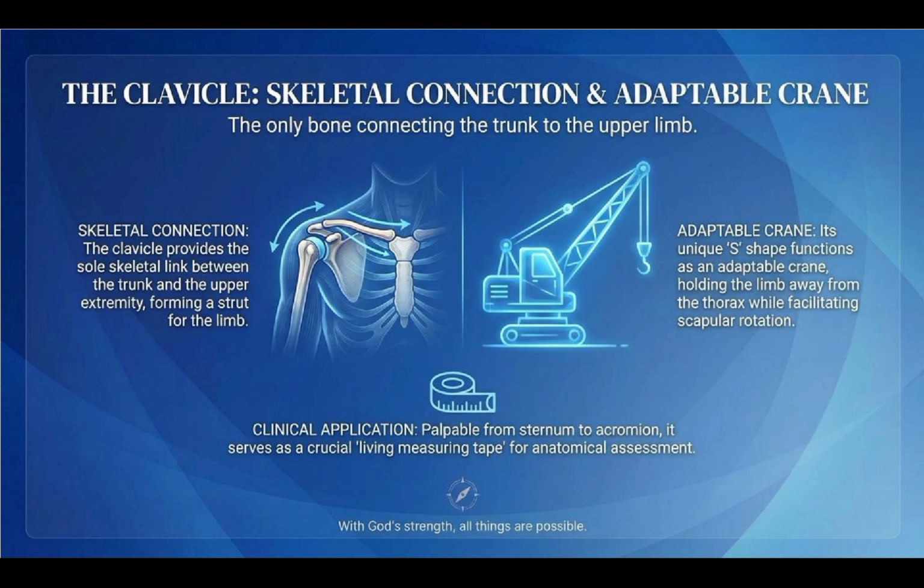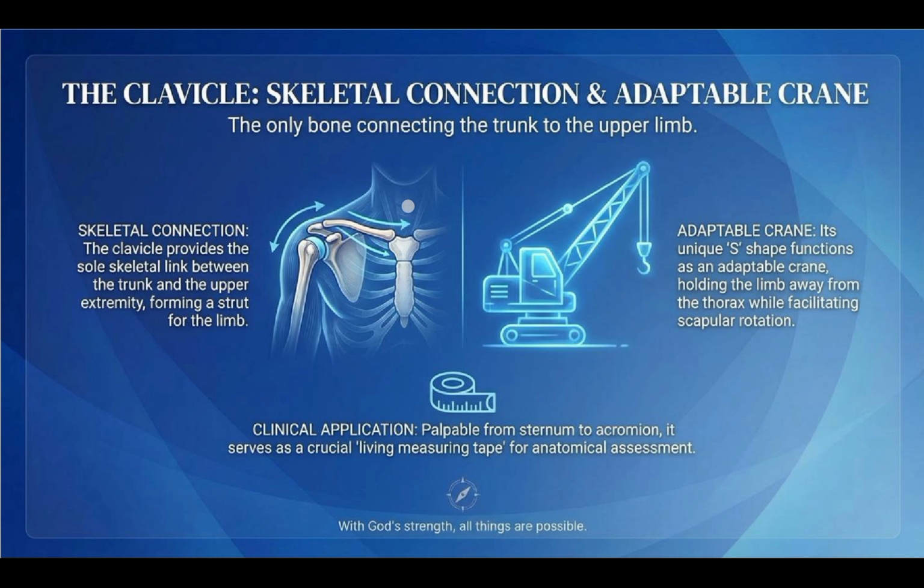The clavicle has what we call the lateral end and the medial end. This lateral end is called the acromial end, while the medial end is called the sternal end. Now take a look at the medial end. This region is the medial end and this region is the lateral end.